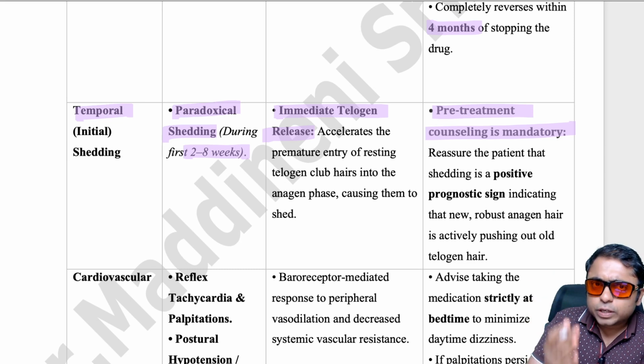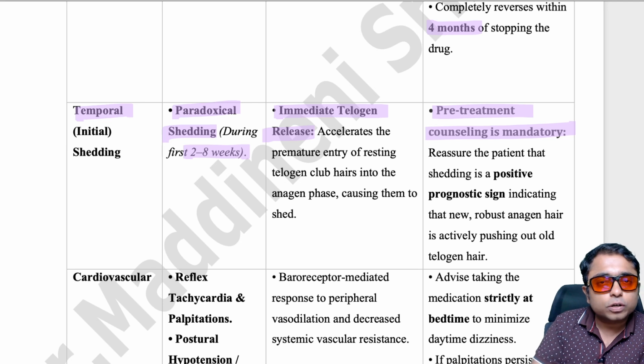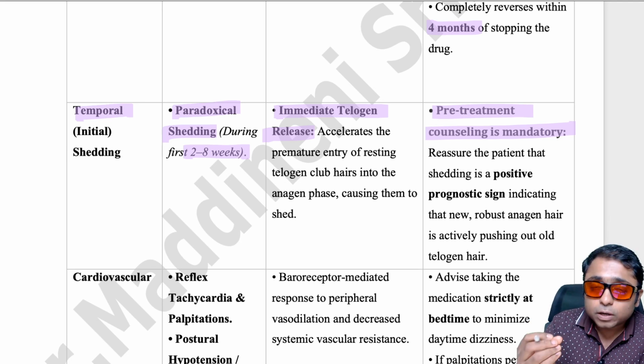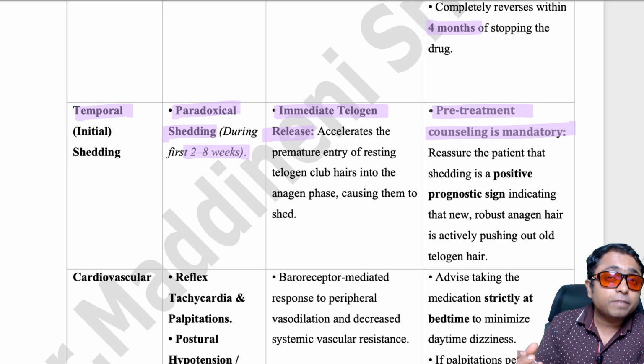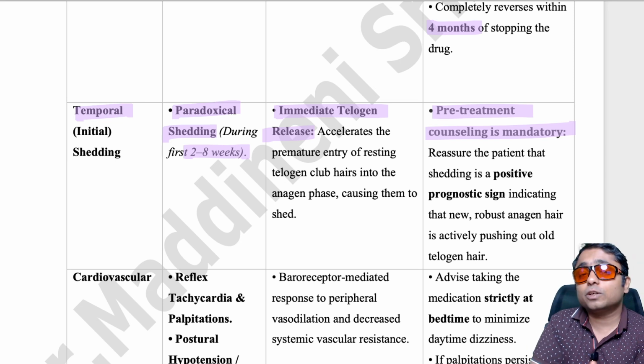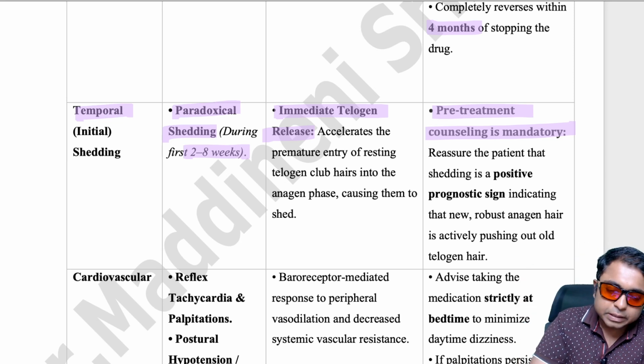Because of the initiation of this usage, the telogen phase is going to be arrested, and the anagen phase is going to start in the particular hair follicle, leading to sudden appearance of telogen shedding, which a patient may feel is because they have applied this, and that is why they are having this hair fall. But this is absolutely normal within the first 2 to 8 weeks.